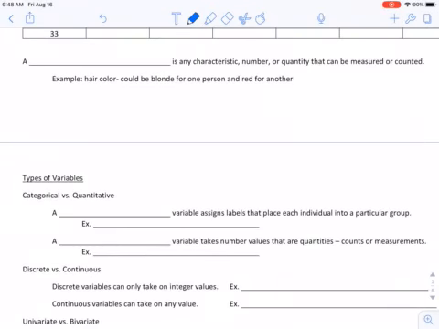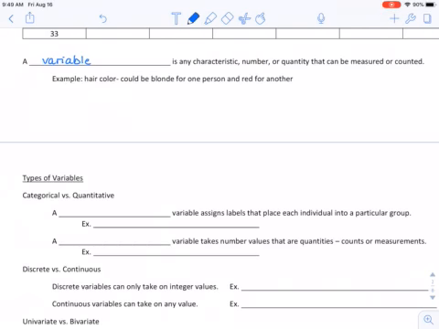next blank, which is a variable. We've had variable in algebra class. You know it's a thing that can take on any value like x or whatever. But when we talk about it in statistics, we're specifically talking about a characteristic, a number or quantity that can be measured or counted. So hair color would be considered a variable because it varies from person to person. You could also have height as a variable or age as a variable.